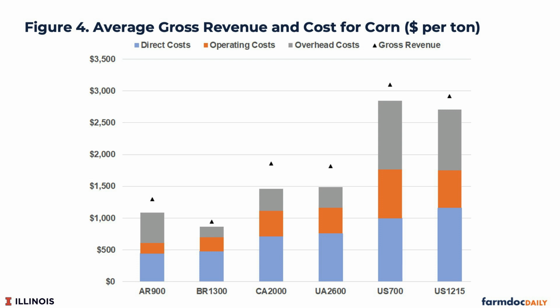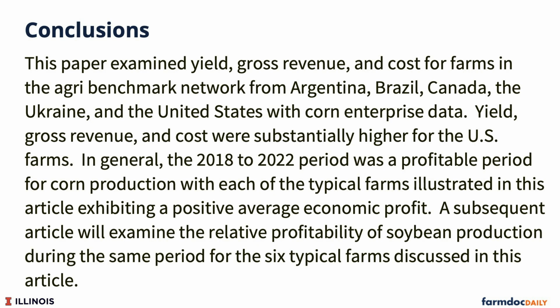Figure 4 presents average gross revenue and cost for corn on a per-ton basis. Gross revenue per ton was relatively higher for the typical farm in Canada and the 2 typical U.S. farms. However, the 2 U.S. typical farms also had relatively higher costs per ton. Economic profit for the 5-year period ranged from $13 per ton in Brazil to $50 per ton in Canada and averaged $28 per ton.